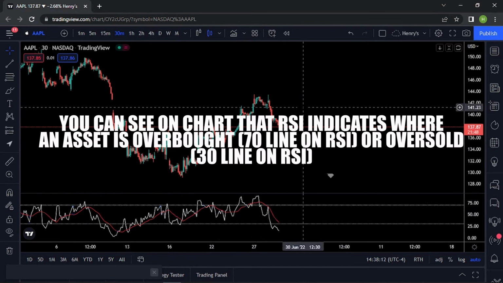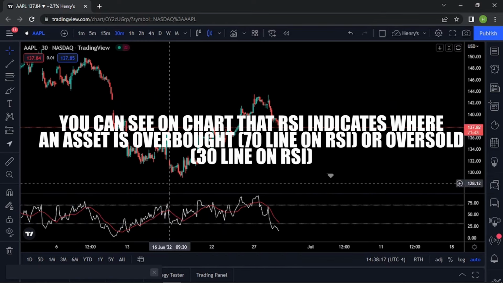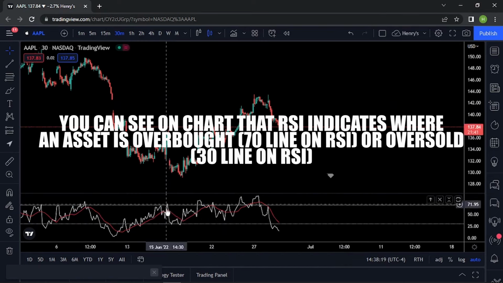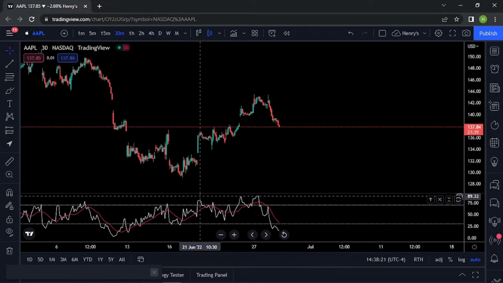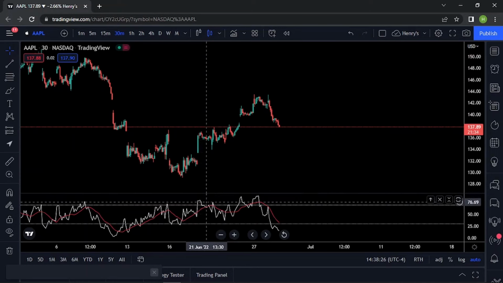RSI is used to determine when an asset is more likely to correct based on momentum. You can see on the RSI indicator that the candles start to slow down and correct in the opposite direction when the asset is approaching closer to the 70/30 levels.